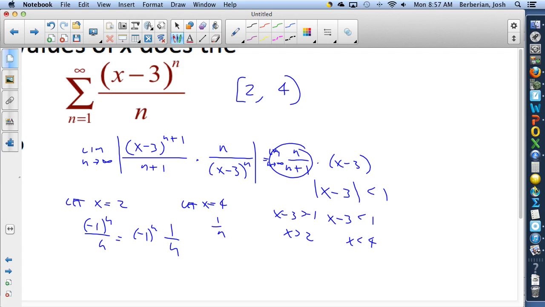So that's how you write the interval of convergence. Okay, so that's interval notation from pre-calc maybe. You don't have to write it that way. If you want to, you can write it as 2 less than or equal to x less than or equal to 4.